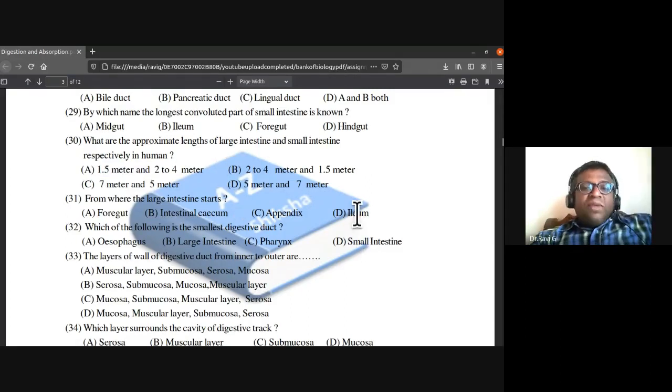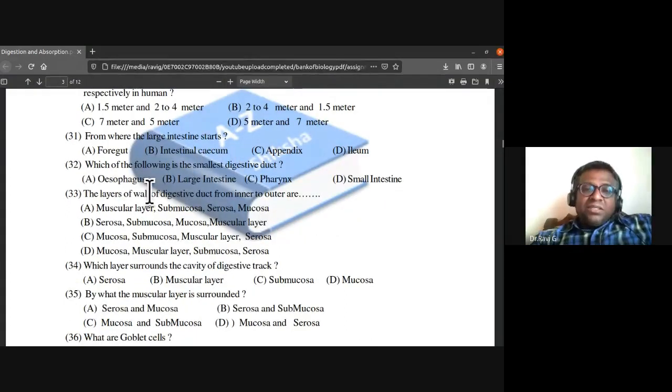Where does the large intestine start from? Foregut, intestinal cecum, appendix, or ileum? The 31st, it starts from ileum, after the ending of the ileum, which follows duodenum, jejunum, ileum. So the large intestine starts from ileum.